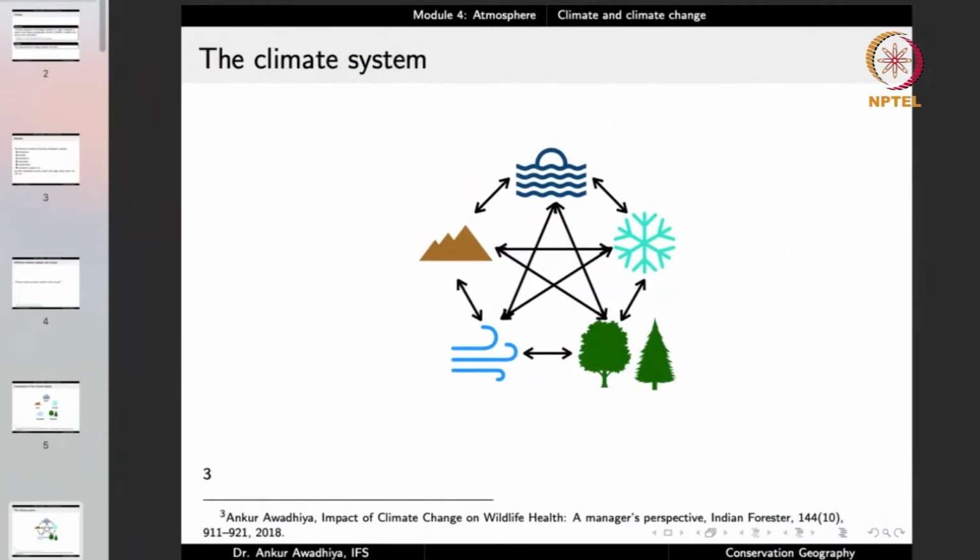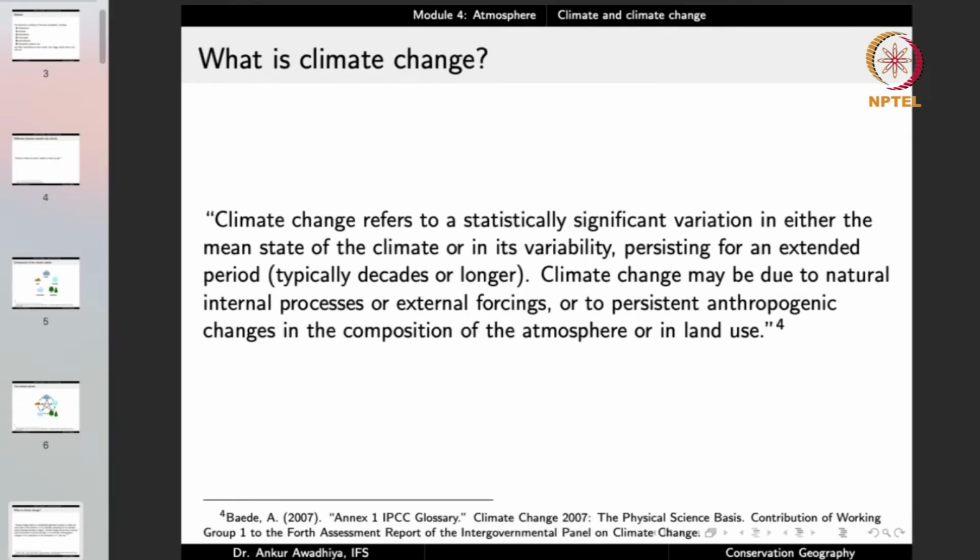We have also looked at the interaction of the atmosphere with the hydrosphere. Because of the prevailing winds, we get ocean currents. So all of these components continuously interact with each other. And this is the climate system, an interaction of all these 5 components. Now in this system, we can now define climate change.